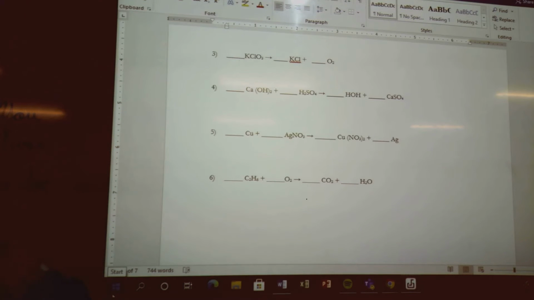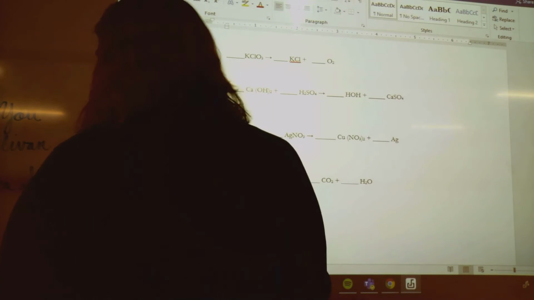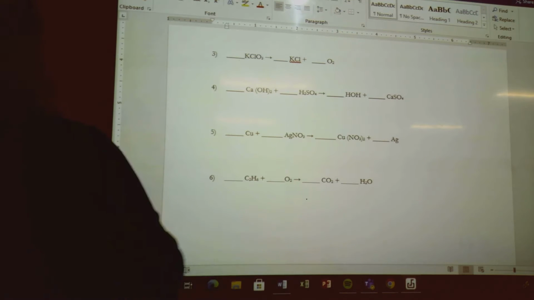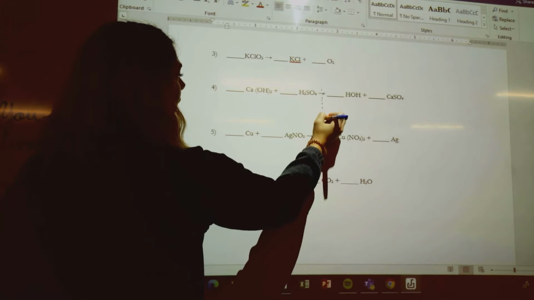All right, I'm going to skip number 3 because it's the same as 2, just for time's sake. But let's do number 4. So for number 4, we divide down here. Make sure you're dividing on your arrow.